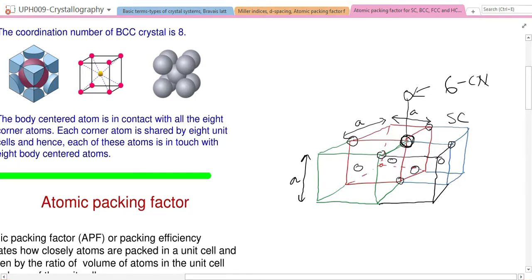So for this corner atom, there are 4 different body-centered atoms on this layer, the body-centered atoms of these 4 different cubes on the same layer. And then there would be another layer above. Again 4 more body-centered atoms at the top. So for this corner atom, 4 body-centered atoms on the lower level and 4 at the top level. That's how there are 8 nearest neighbors, so the coordination number is 8, as it is written here, right?